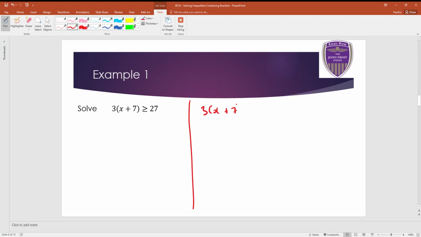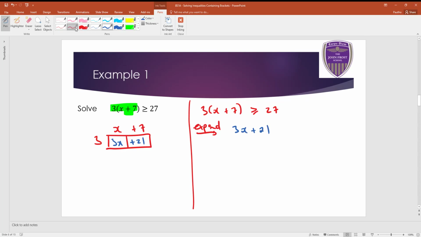Okay, welcome back. I'm going to write this down again. And the first thing I'm going to do to make this look like a two-step equation, I'm going to expand these brackets here, okay, to make it look a bit easier. So my first step today will always be to expand the brackets. Now, I know some of you can probably do this in your head, but I'll draw a little grid method. 3 times x add 7. 3 times x is 3x. 3 times 7 is 21. So we've got 3x plus 21 is bigger than or equal to 27.